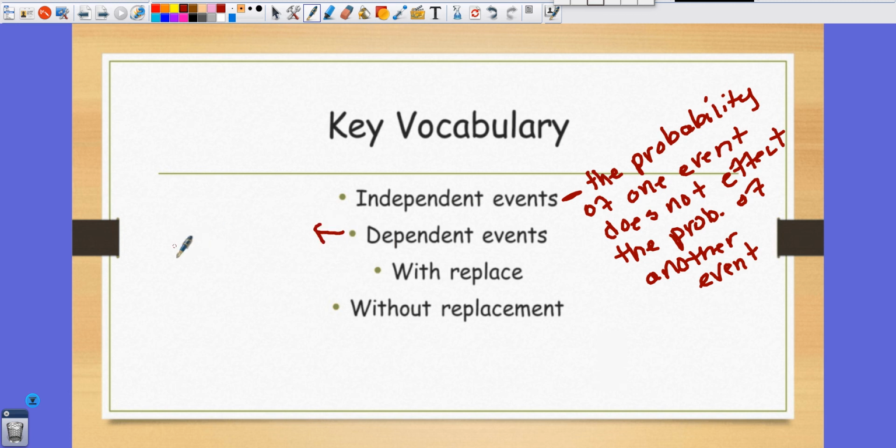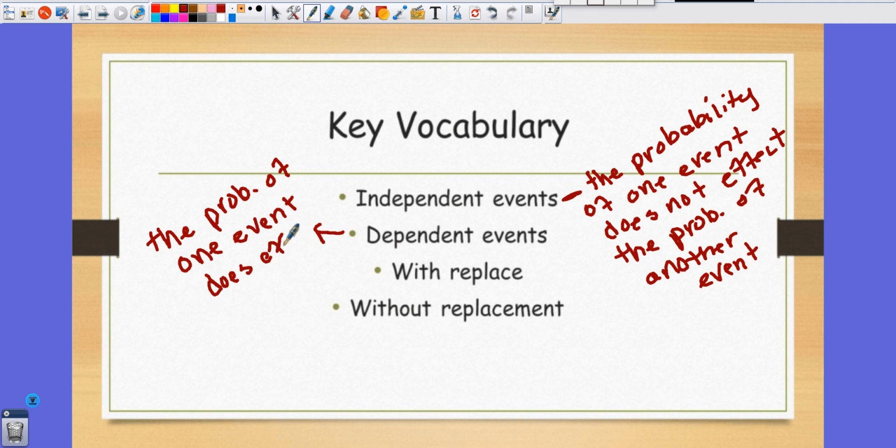Dependent events, if you're doing an experiment and you have some things happening, it means the probability of one event does affect the probability of another event. So that means in that experiment, if I'm doing two or more things, one event is going to mess with the probability of the other event. I'll give you some examples as we work.